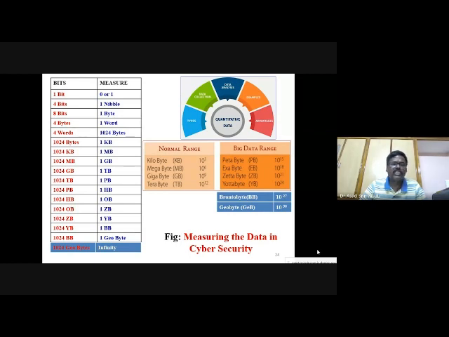1024 geobytes is equal to infinity. If you ask me whether there is a terminology after that, no. After geobyte, it is not GIO, it is GEO geobyte. After that, infinity.